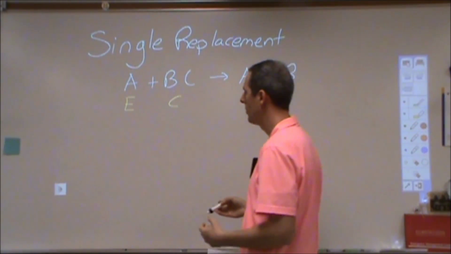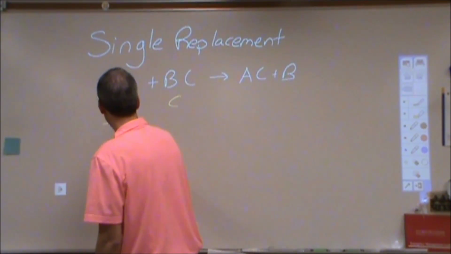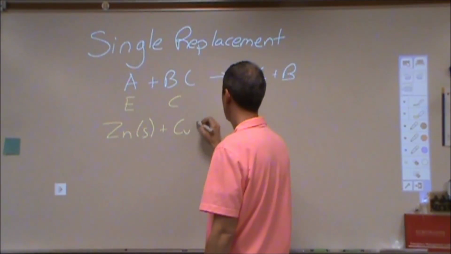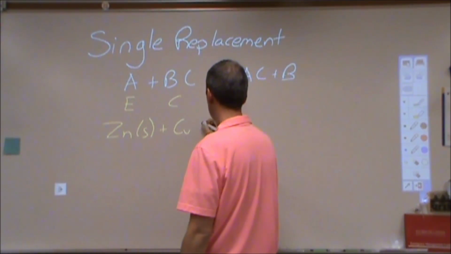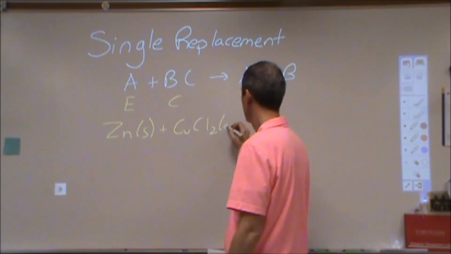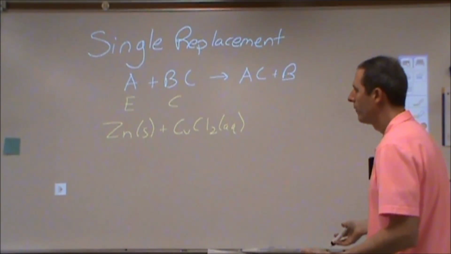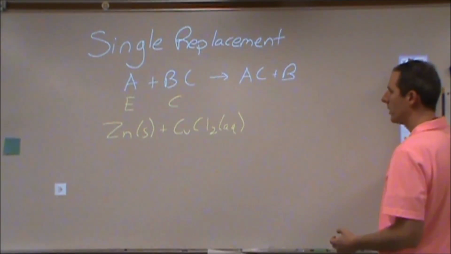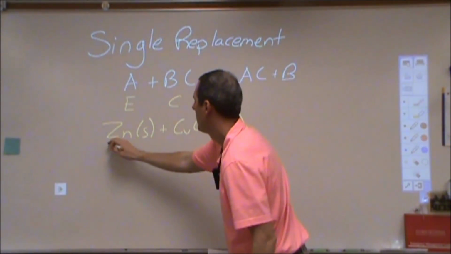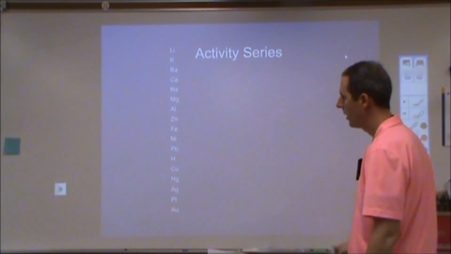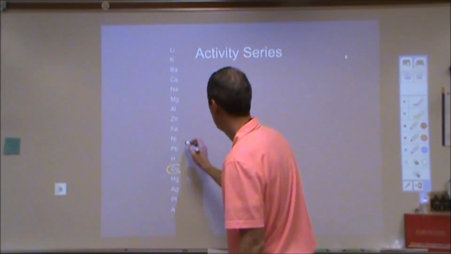So let's go ahead and look at a couple of examples. Let's say that I take zinc metal and a copper chloride solution, and I want to know if there's going to be a reaction. What I would do is look at, so in this case I have a metal, and it's going to replace the cation in an ionic compound. So I'm comparing copper and zinc.